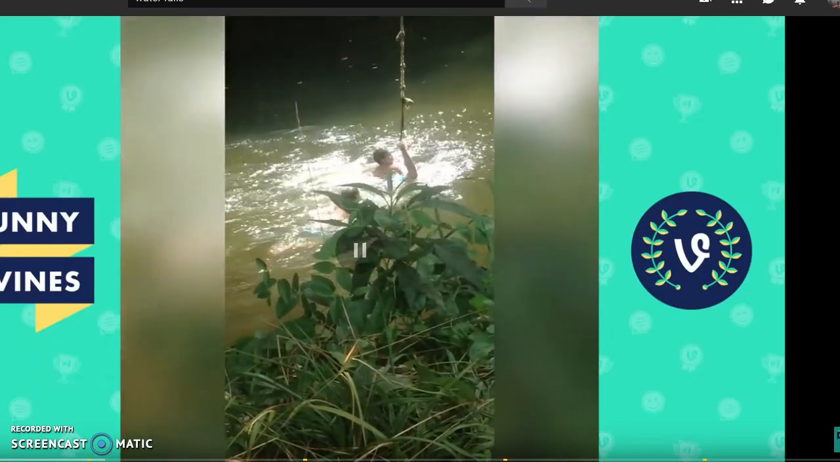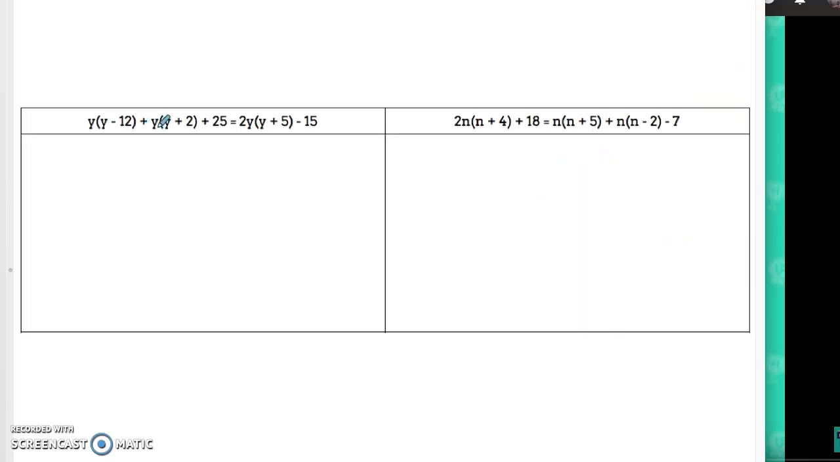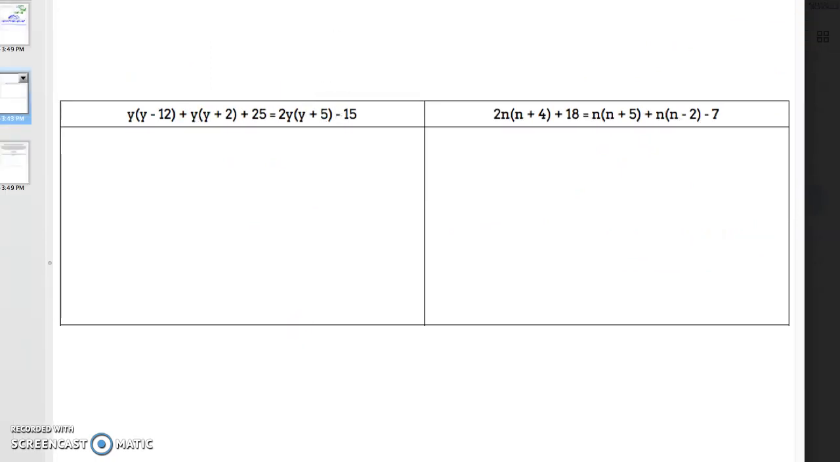All right, and back to some math. We're going to hit page 2. All right, so we're ready for the next page. So, again, we're going to LCO first. And there's only 2 things we need to LCO, so here and here. So now I'm ready to distribute.